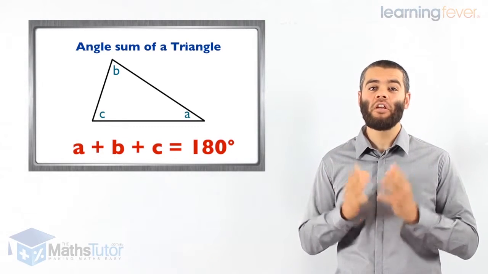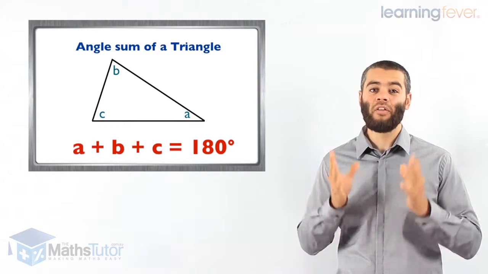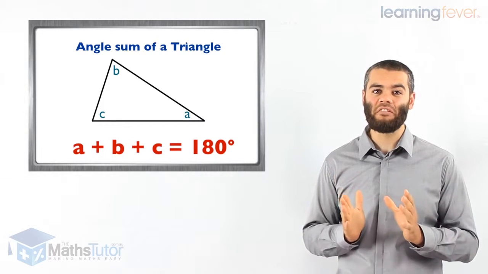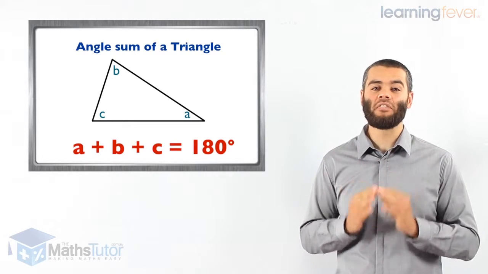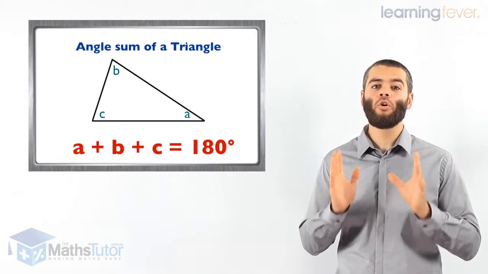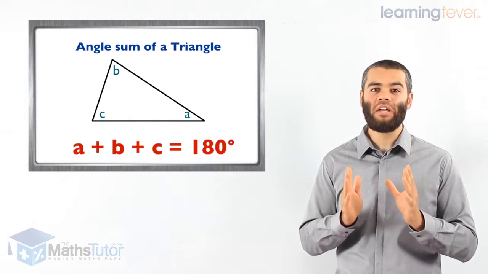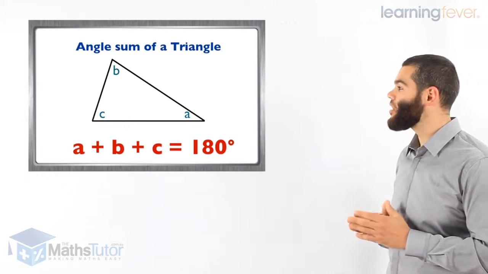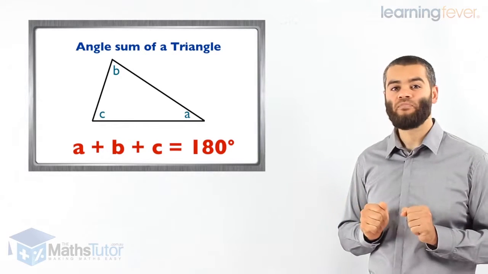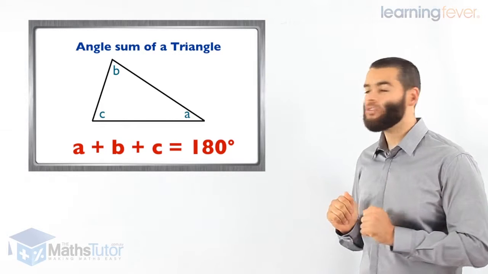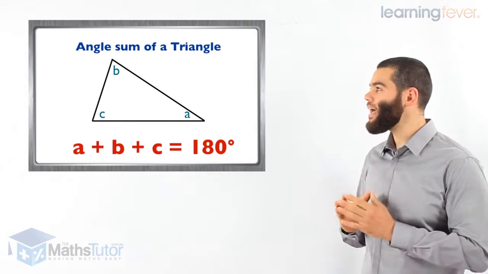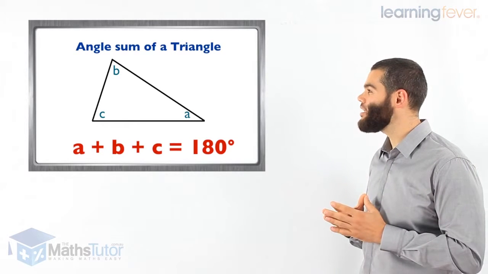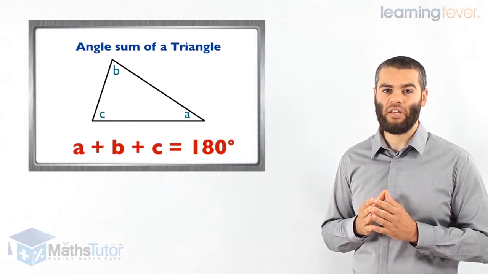So all triangles, in all their shapes and all their sizes, will always have three angles that add up to 180 degrees. This is a very important rule you always need to remember. Whenever you think of triangles, always think that their angles will always add up to 180 degrees. Always memorize that. Looking at this triangle, we have angle A, angle B, and angle C. All three angles, angle A plus angle B plus angle C, equal 180 degrees.